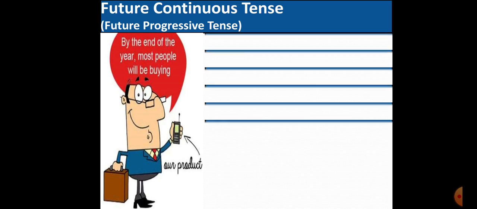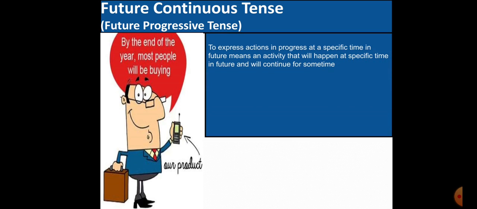Let's look at its definition. To express actions in progress. This is one of the uses I am talking about. To express actions in progress at a specific time in future. He is talking about by the end of the year. So he is obviously talking about a specific period of time, right? And it is a future. By the end of the year, he is not talking about today, he is not talking about the past, he is talking about the future.